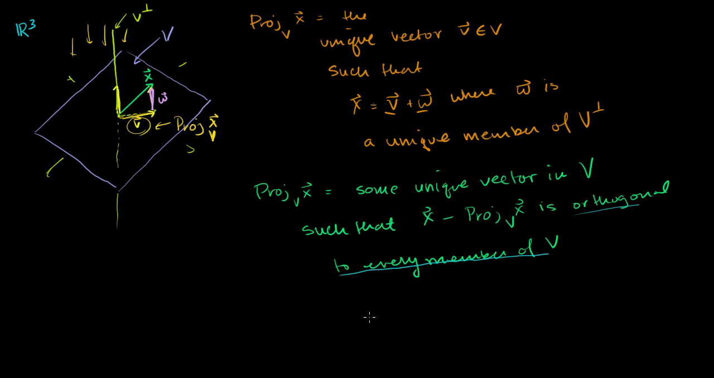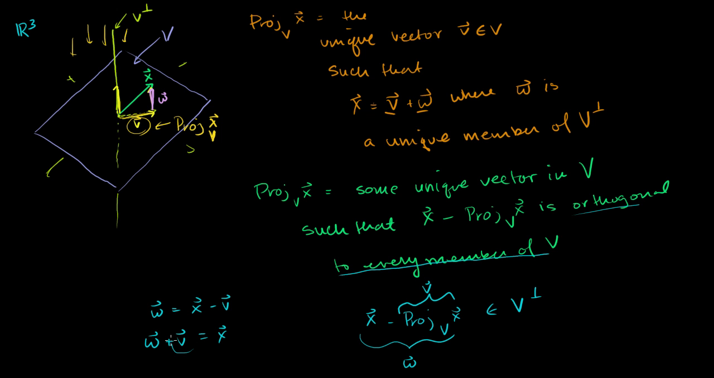So that statement could be written as x minus the projection onto V of x is a member of V's orthogonal complement. Or we could call it some W. So if you call this your V, and if you call this whole thing your W, you get this exact definition right there. You would have W is equal to x minus V. And then if you add V to both sides, you get W plus V is equal to x. We defined V to be the projection of x onto V. W is a member of our orthogonal complement.